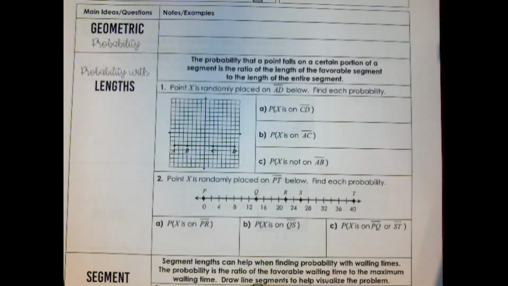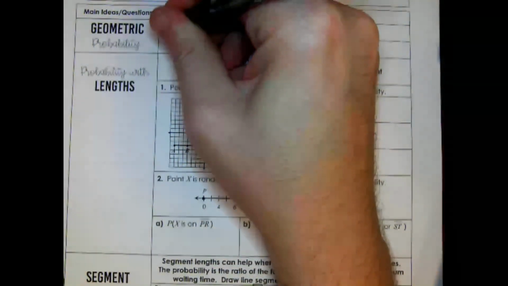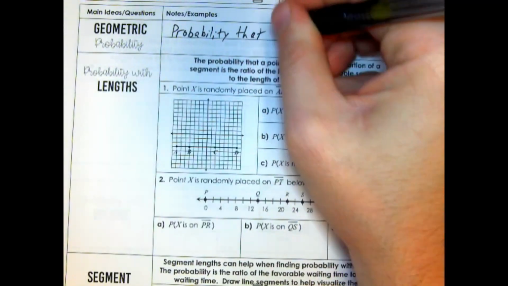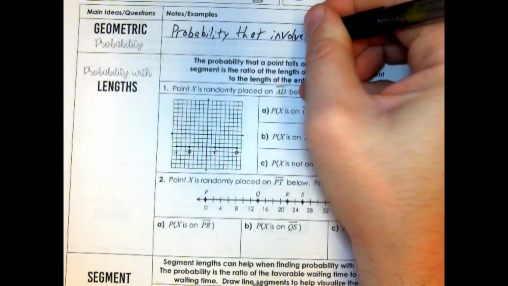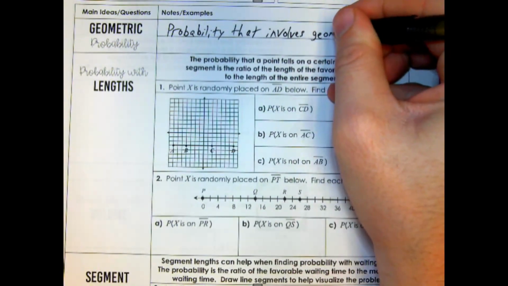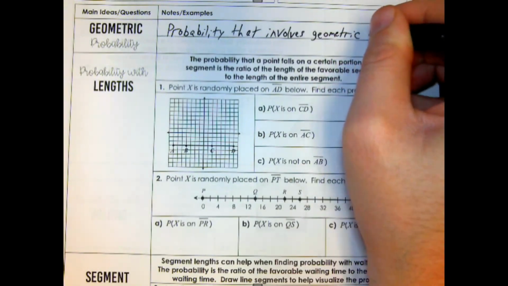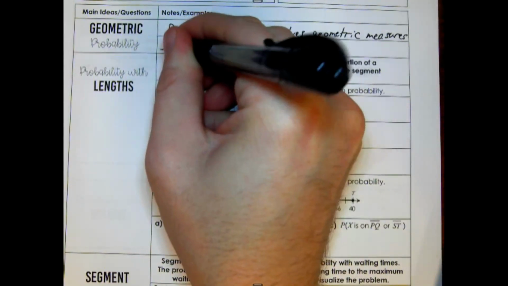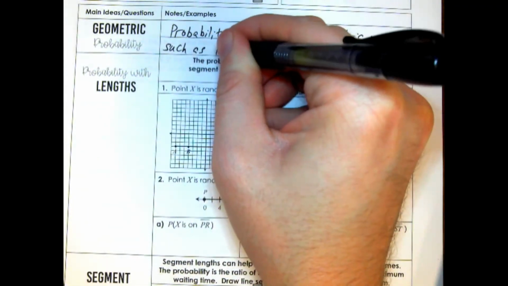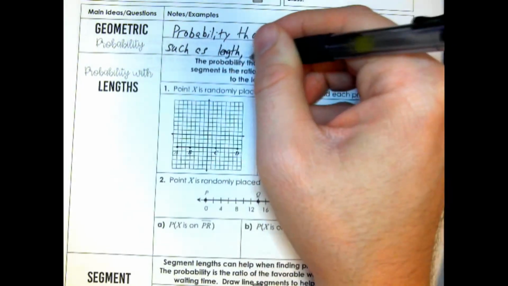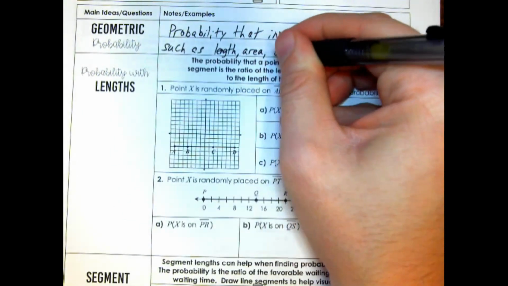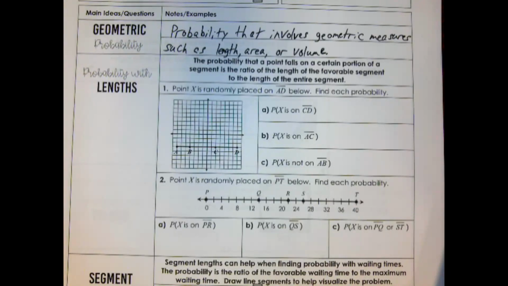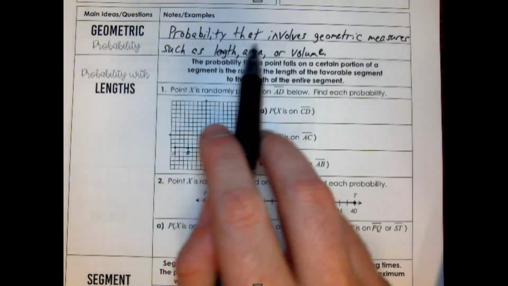Today we're talking about geometric probability, and we'll start with the definition. Geometric probability is probability that involves geometric measures such as length, area, or volume. So in other words, probability in one dimension, two dimensions, or three dimensions.